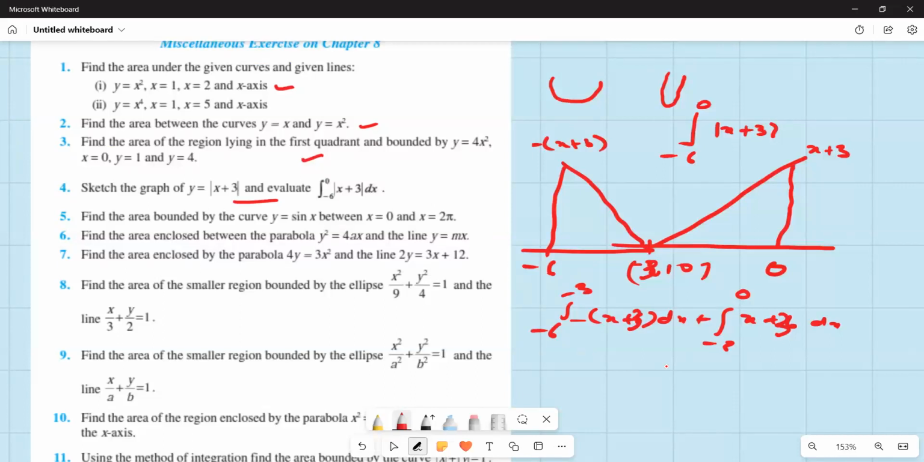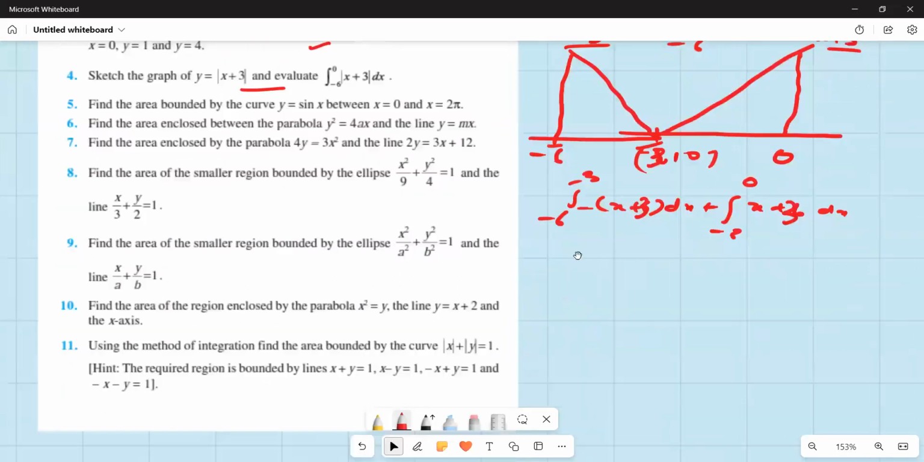Minus 6 to 0, x plus 3 with a minus sign, because the definition of mode is this only: minus of x plus 3 when x is less than minus 3, and x plus 3 when x is greater than or equal to minus 3. So this side the equation is x plus 3. This side the equation is minus of x plus 3. So from minus 6 to minus 3, integrate minus of x plus 3, and from minus 3 to 0, integrate x plus 3 and find out the area. All these types we have done.